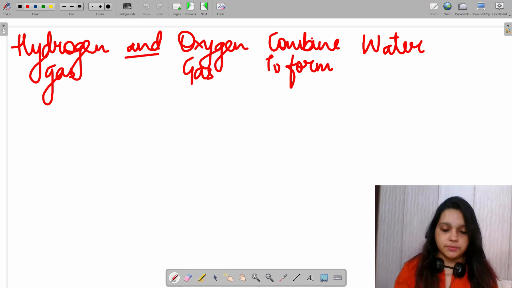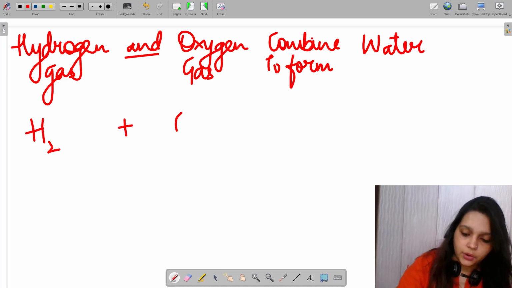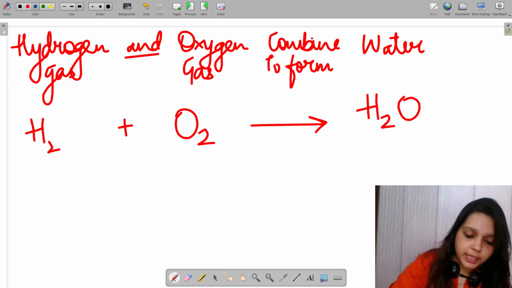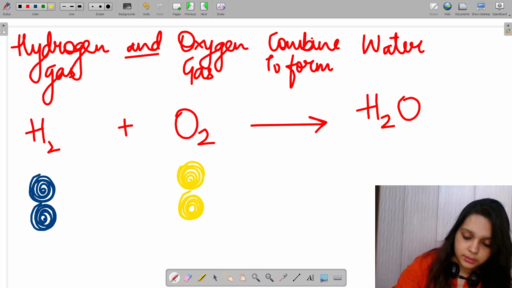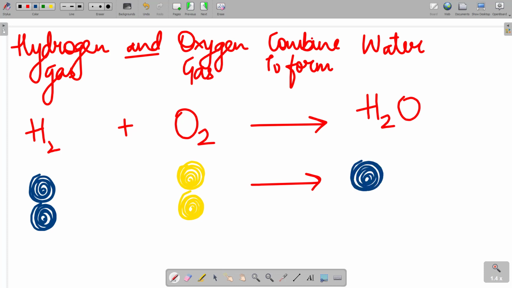Now let us look at another equation. This is again a word equation, and we are going to write it in symbolic form: hydrogen gas and oxygen gas combine to form water. So again I'm going to write the molecules. As it says, I have hydrogen H2 and oxygen O2. Let's count on the reactant and the product side. I have two hydrogens and two oxygens on the reactant side, and two hydrogens and one oxygen on the product side.